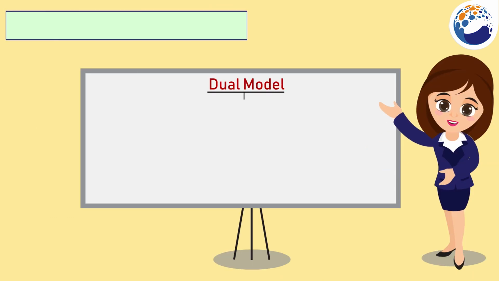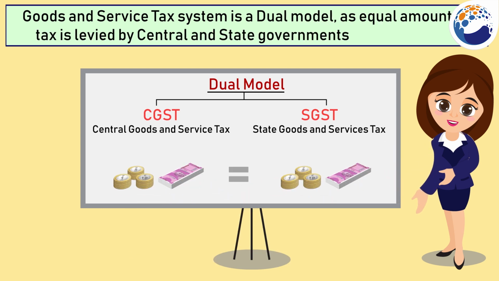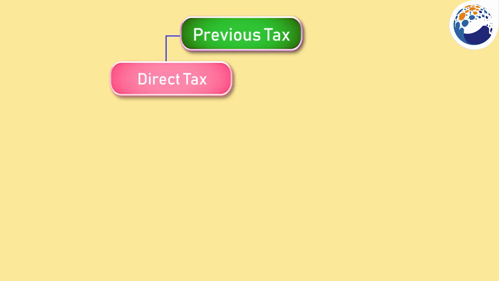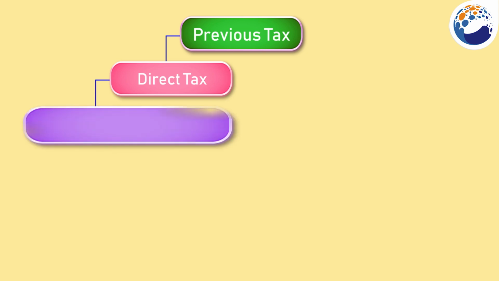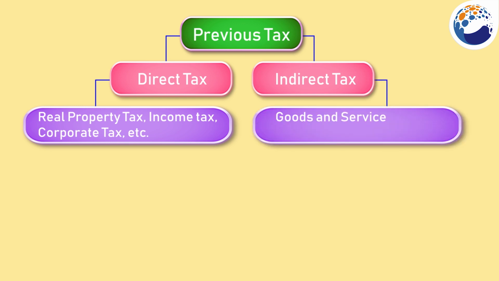Goods and service tax system is a dual model as an equal amount of tax is levied by central and state governments. The previous tax system was divided into two broad categories. One, direct tax, imposed on a person and paid directly to the government like real property tax, income tax, corporate tax, etc. Two, indirect tax, paid indirectly via a third person, imposed on goods and services like restaurants, transport, etc.